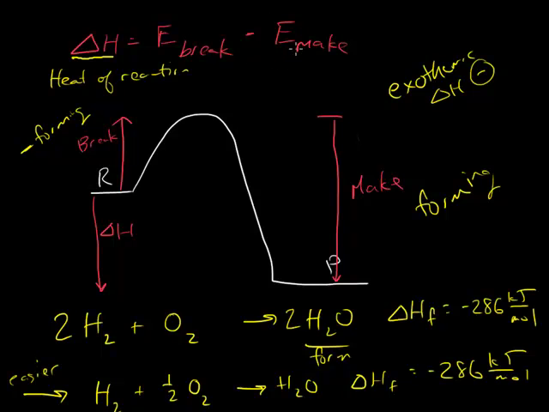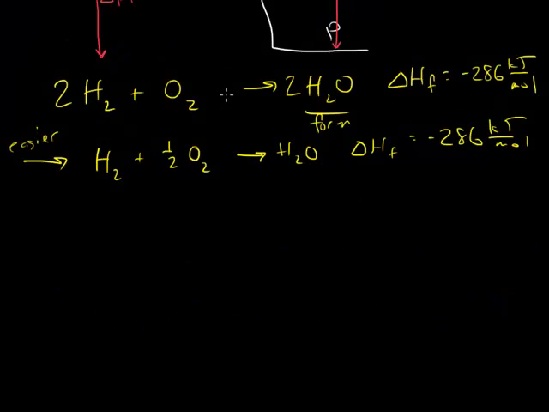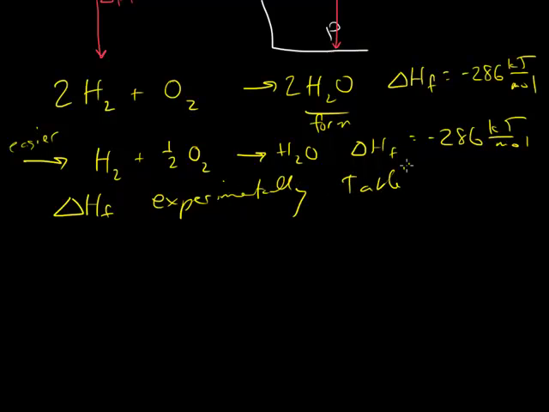When you're looking at bond energies, this is an equation, a way of showing those bond energies. When you have heat of formation data, this data is usually found experimentally, and you can look this up on a table. It's called a heat of formation table, or standard heat of formation table.